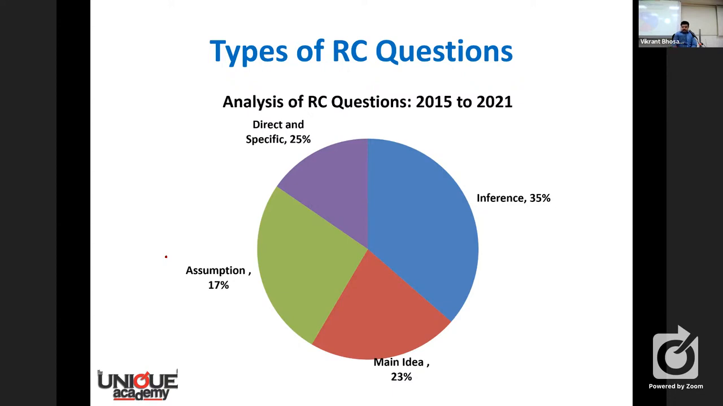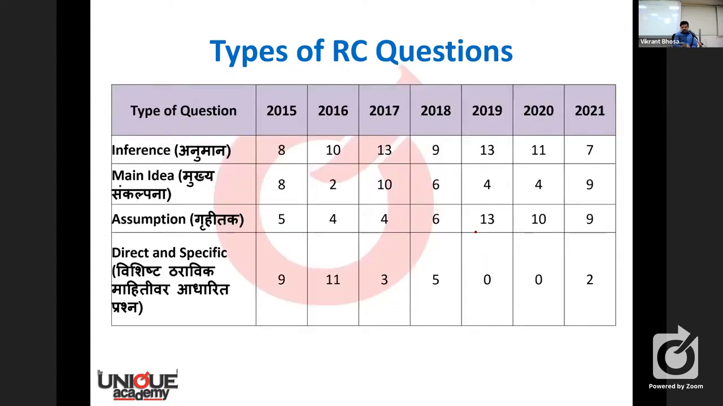The next is simply types of question, but if you look at the number of questions, okay, same. The inference has remained consistent, main idea has increased, while assumption has also increased since 2015. Okay, while direct and specific questions have come down.